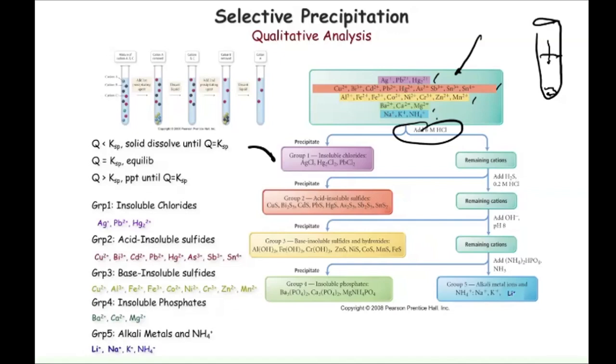Now, what will happen is that'll precipitate out. What you do is you decant the supernatant. The supernatant is basically the liquid above the precipitate. And then you put it into a new test tube. And you don't know if you still have ions in there. So what do you do? You run a second test.